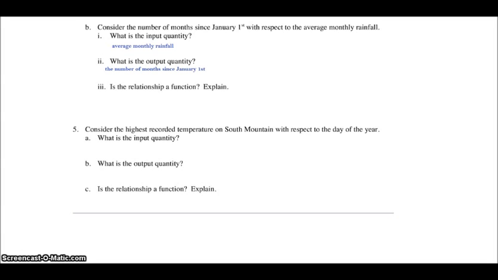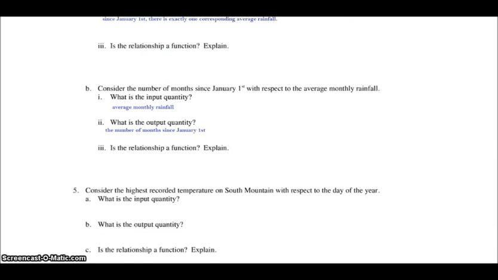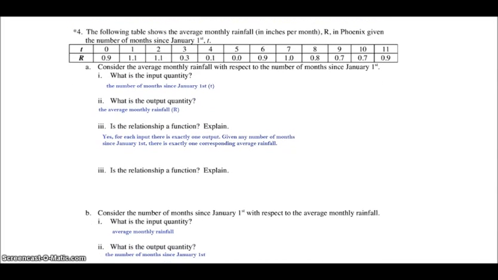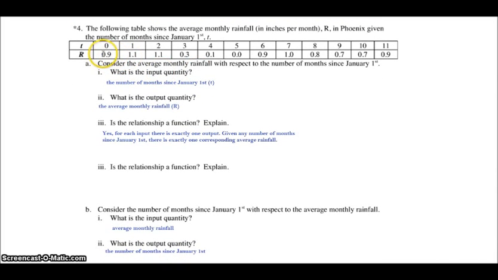Are the number of months since January 1st a function of the average monthly rainfall? Meaning, if we know what the average monthly rainfall is, can we pick which month it was? Let's go back and look at our chart. Notice that if we consider R to be the input, there's several places where the same input appears. Like right here, 1.1 appears twice. So if I know that the rainfall was 1.1, that doesn't determine which month it was.